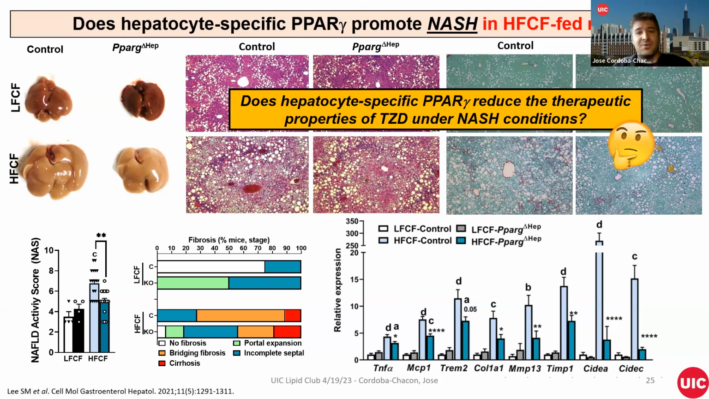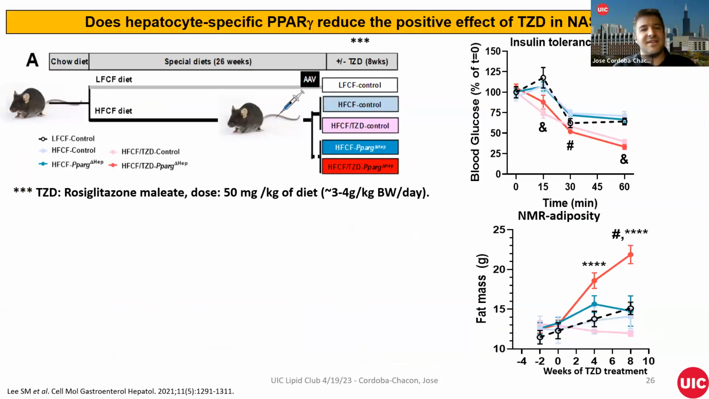But here we ask if this knockout was going to increase the benefits of TZDs under these NASH conditions, which are different from the high-fat diets. So what we did first is to induce NASH with the HFCF, the NASH diet. And after 24 weeks, we injected the mice with the AAVs, half of the control and half of the knockout mice. They were treated with TZDs, but here all the mice were maintained on the NASH diet, okay?